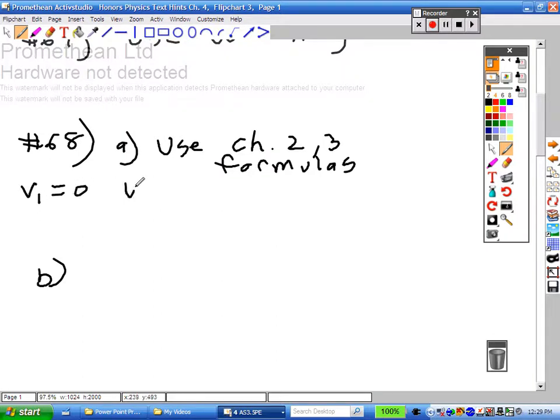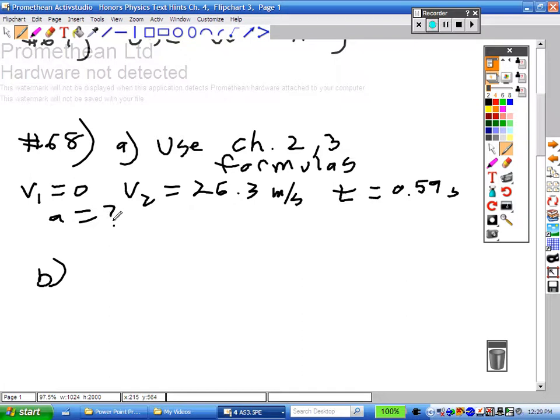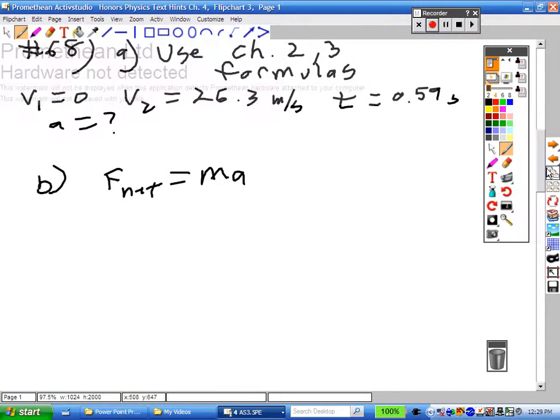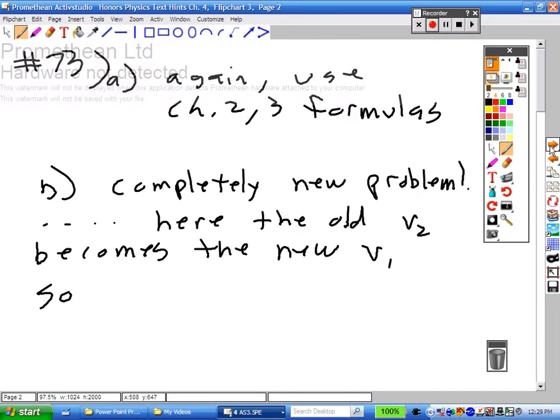Then it will have a V2 of 26.3 meters per second. The time is 0.59 seconds. And the most important thing is to write A equals question mark. So find the formula that has those, and solve for A. Part B, why not use the most important formula for the chapter, net force equals ma. There is that hint.